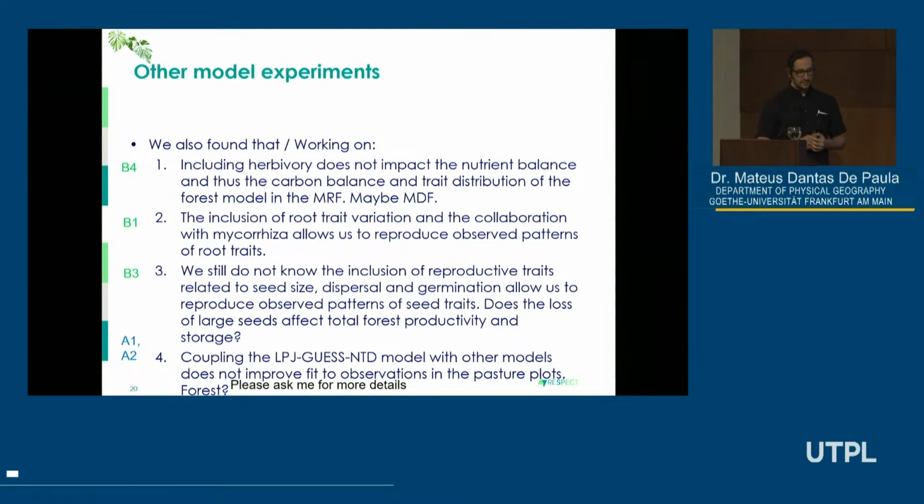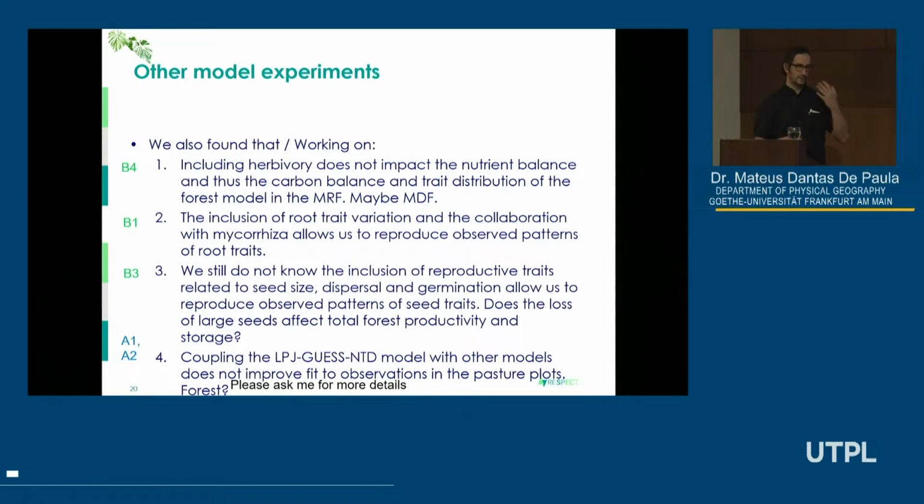Besides that, we are working on other experiments together with other subgroups from the RESPECT project. With the B4, we found out that including herbivory does not impact the nutrient balance and also not the carbon balance of the forest yet, but we're still working to see what would happen with the mountain dry forest. Also with the B1, we included this root trait variation to see what happens with the mycorrhiza and how important mycorrhiza are for this environment. And with the B3, we are also planning to include reproductive traits, the seed size and so on, to see how this will change with the elevation.